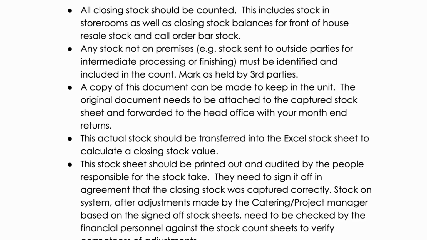Any stock not on premises, for example, stock sent to outside parties for intermediate processing or finishing, must be identified and included in the count. Mark as held by third parties. A copy of this document can be made to keep in the unit.